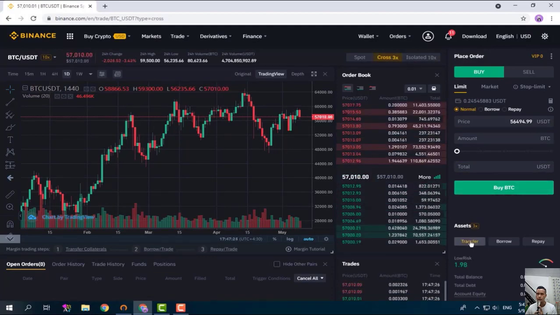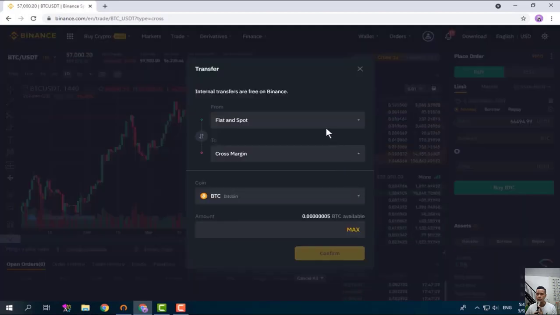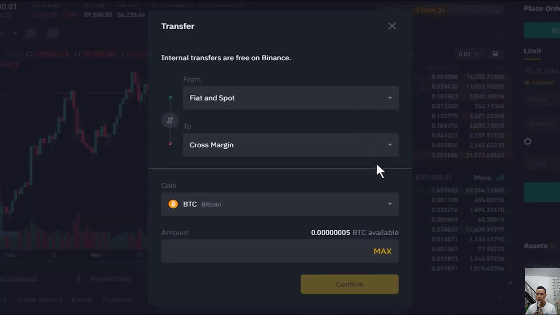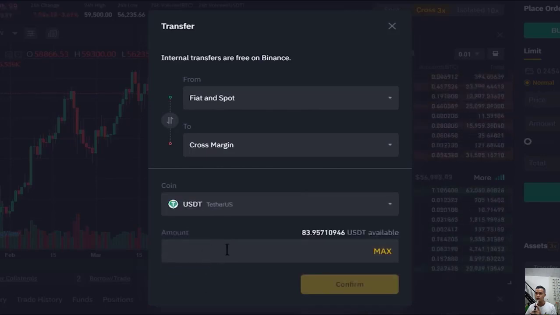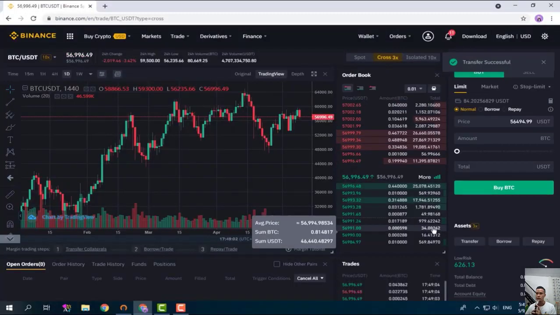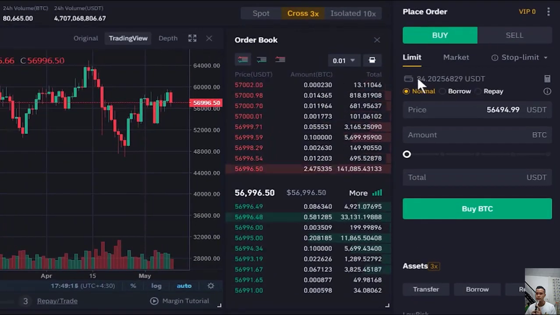And now let's transfer coins here in cross margin wallet. As you can see, there is a small difference. We don't choose any specific trading pair here. The coin that I want to transfer here is USDT. Let me search it, USDT, and here it is. Here it shows I have 83 USDT available in my spot wallet. I click on max, all of them entered for the amount. I click on confirm and transfer successful. And here it is, our available USDT for trading in cross margin.